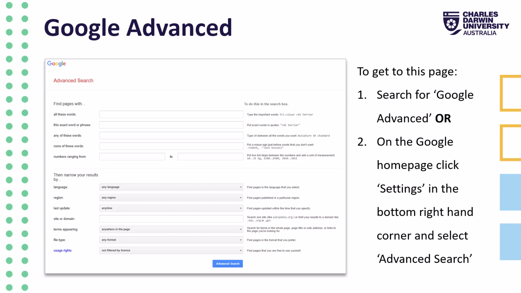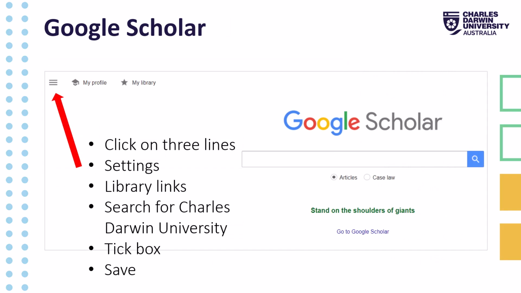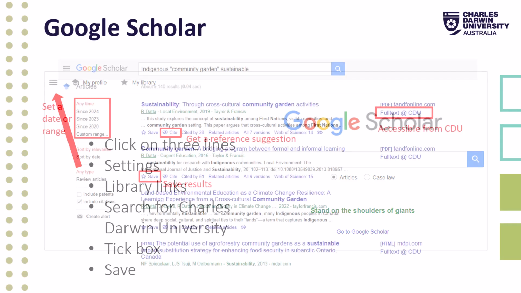When you're ready to start searching for more academic resources, you want to move to a tool like Google Scholar. Now, one of the first things you want to do on Google Scholar is set it up so you have your library linked to the Google Scholar account. You have the instructions there on screen. Pretty simply, go to the three lines, go to Settings and then Library Links, search for Charles Darwin University, tick the box and save.